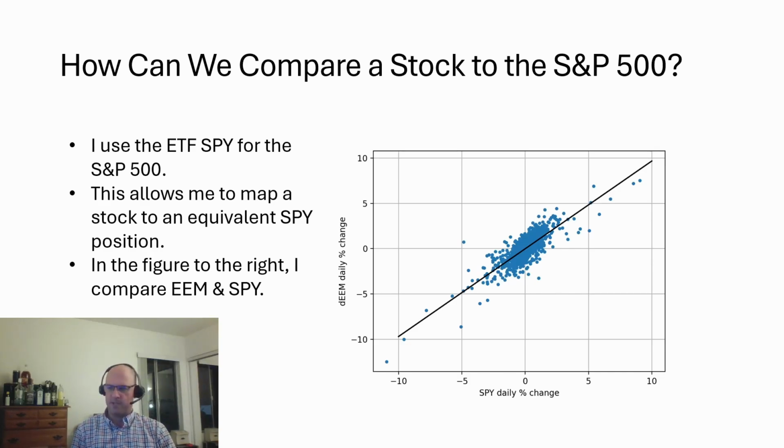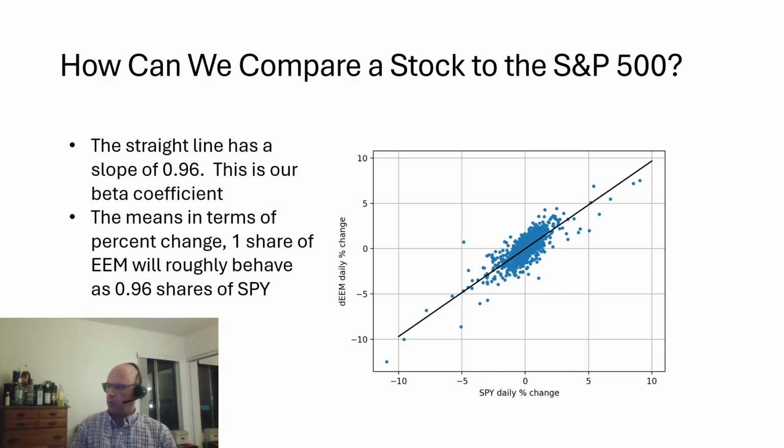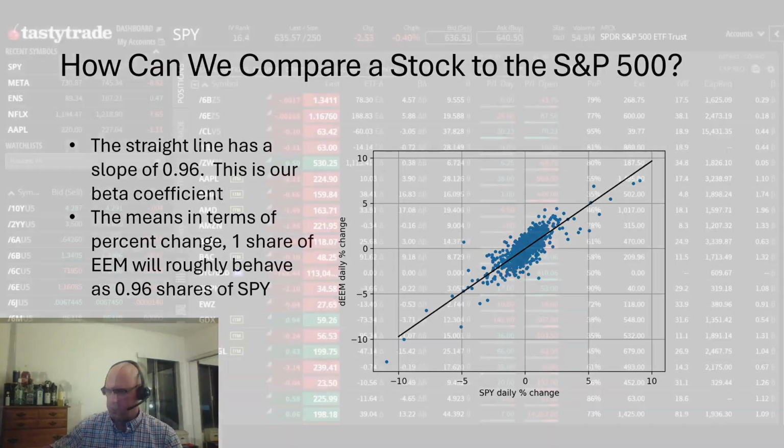Again, the relationship is not perfect, but it's just a way of categorizing the movement of one relative to the other. Now, fortunately, we do not have to calculate these by hand. We don't have to work out the linear regression and those coefficients. The trading platform can do it for us. So let's switch over to Tasty.